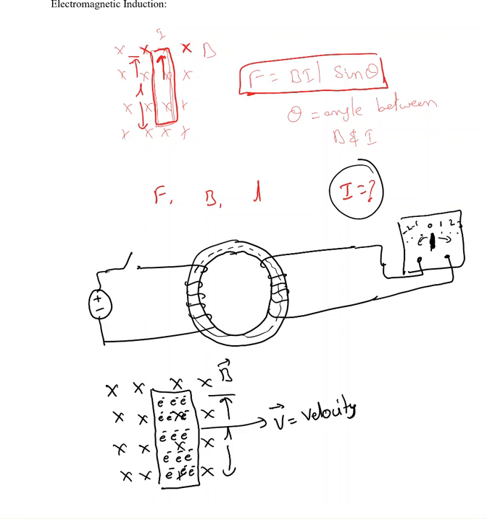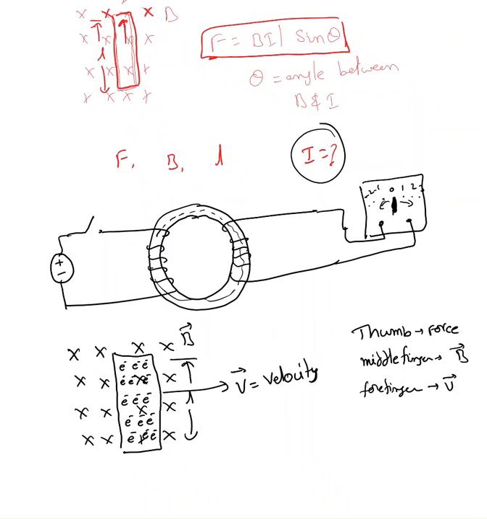By using the right hand rule, thumb indicates the force, middle finger indicates the magnetic field, forefinger indicates the velocity. Place them 90 degrees apart. Place the middle finger going into the screen, and the forefinger indicates the velocity. Now you can see this is going to experience a force towards up.